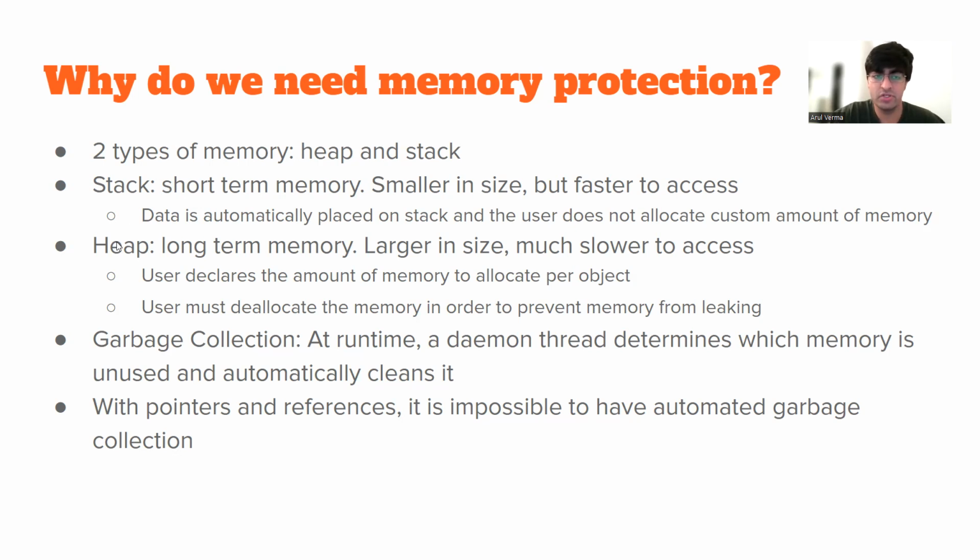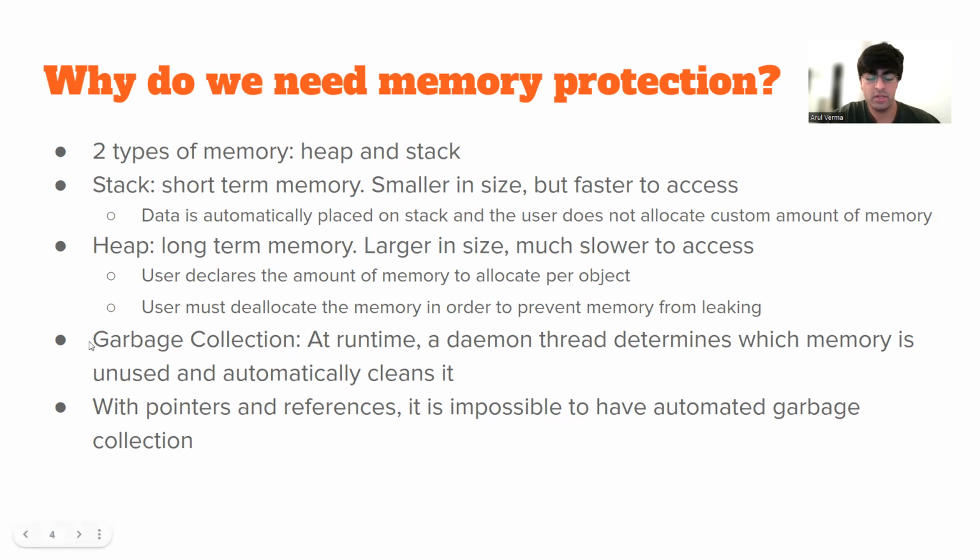But heap, its alternative, is long-term memory. It's larger in size and it's much slower to access. You must declare the amount of memory before you allocate per object, and you have to deallocate the memory in order to prevent memory from leaking. An example of this is anytime you use the keyword new in Java or C++.